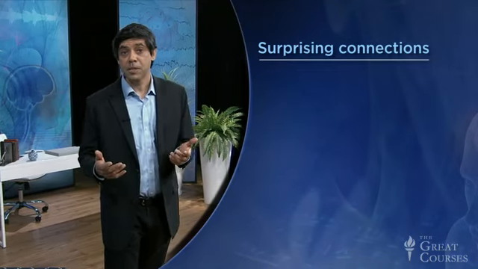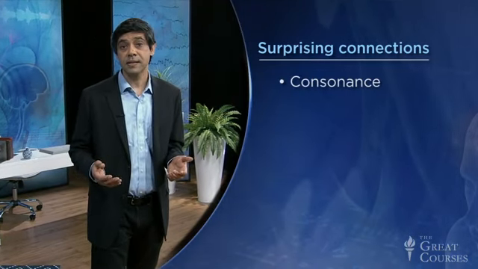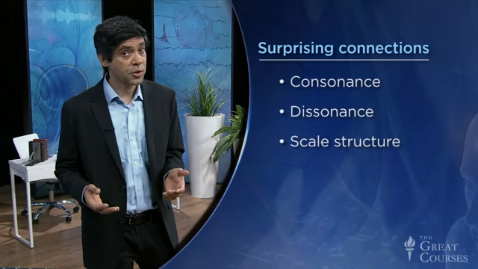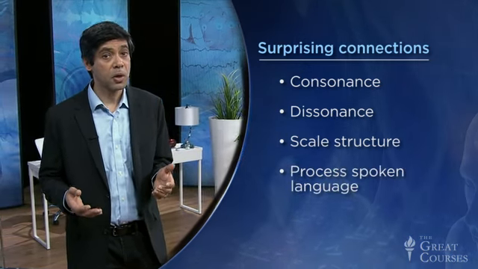I'll argue that there are some surprising connections between consonance, dissonance, scale structure, and the way we process spoken language. The connection is surprising because consonance, dissonance, and scales aren't features of human speech. When I speak, my voice pitch glides up and down, but it doesn't produce multiple distinct pitches at once, which is how consonance and dissonance are created, and it doesn't jump between a small number of distinct level pitches, which is the hallmark of musical scale structure.